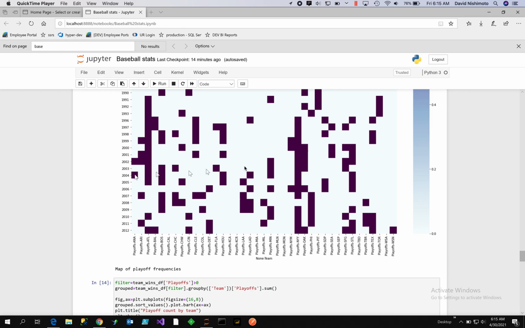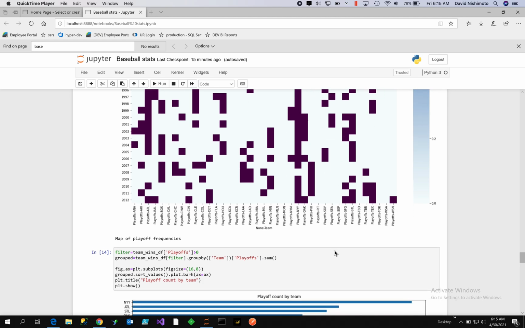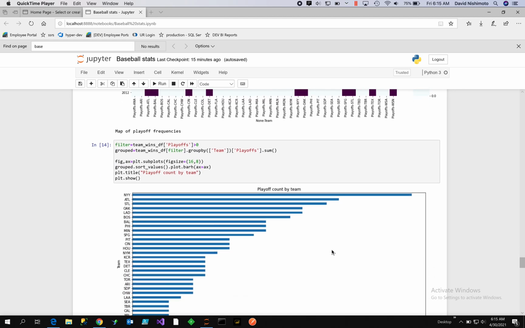So that must mean that there's lots of variation. I mean, this team here made the playoffs for a lot of consecutive years, but then there's teams that don't make the playoffs for maybe the last 10 years, and then all of a sudden they make it, so it's a big deal.